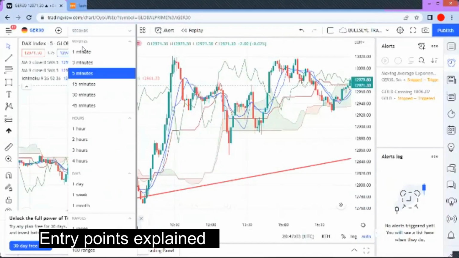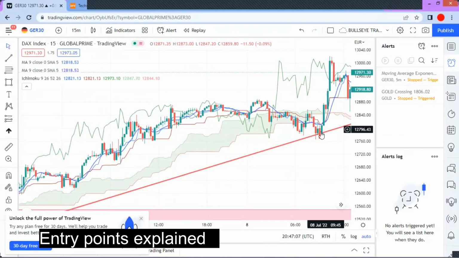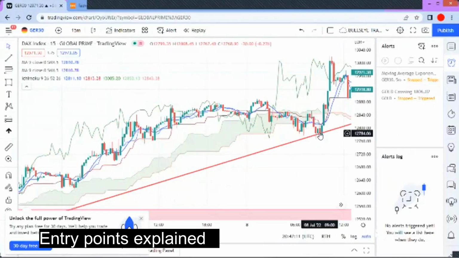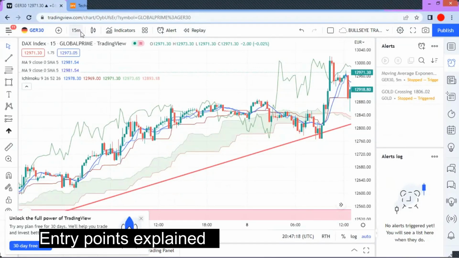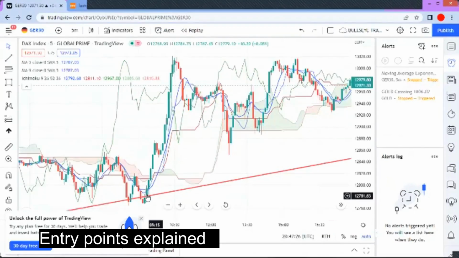Then that's when I go to 15 minutes and check, okay, what's happening? I find that this candle is still shorter than this one. In the 15-minute time frame, I can still take entries. Now I'm confident enough, and then I go back to my time frame for entries. Then I place my orders.